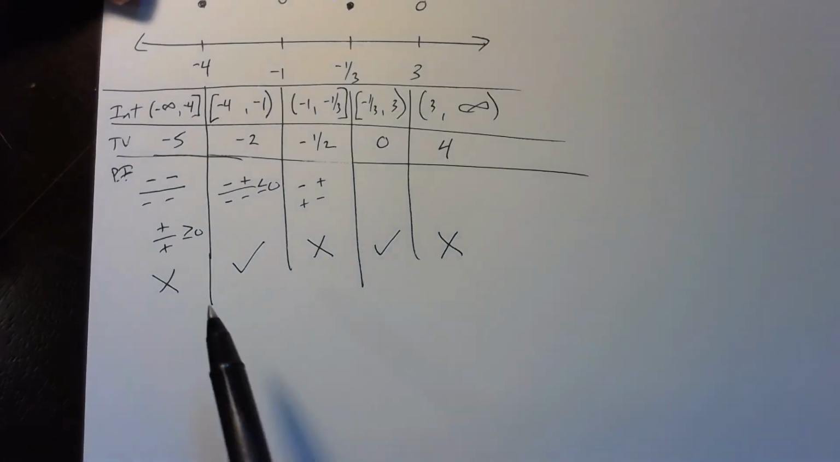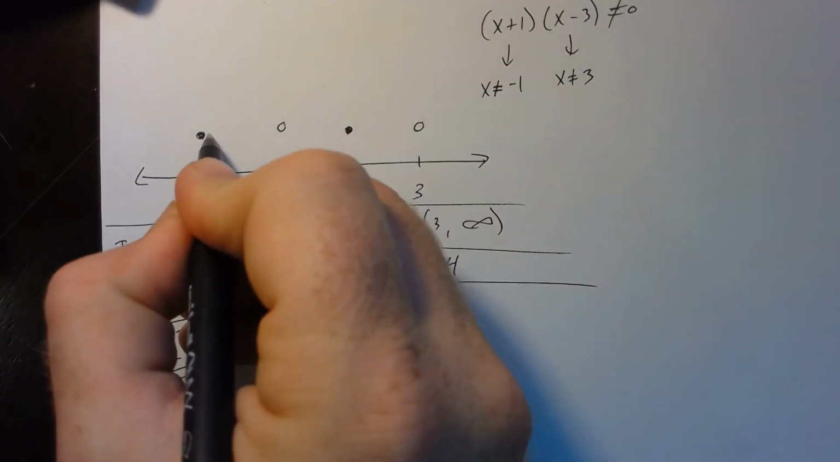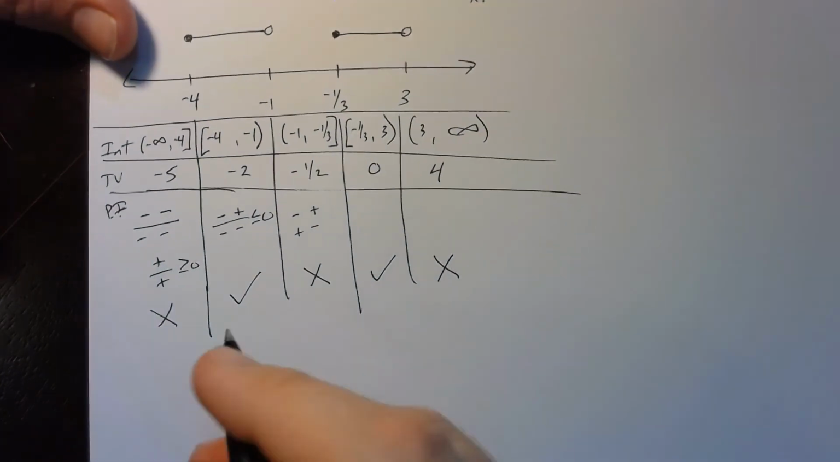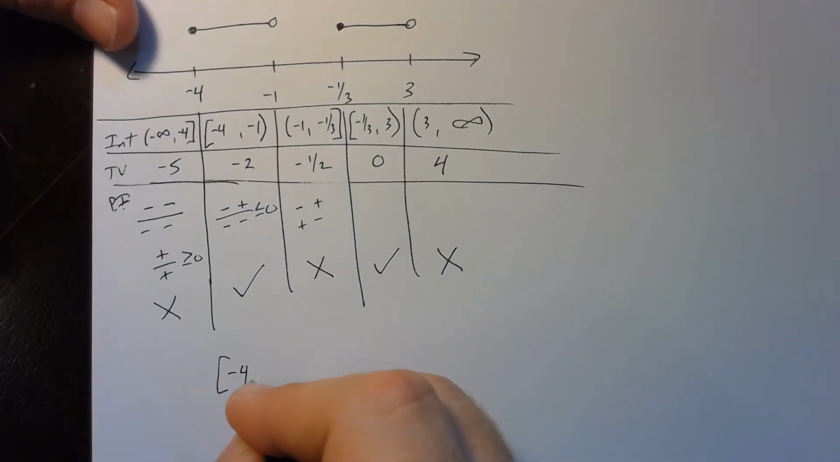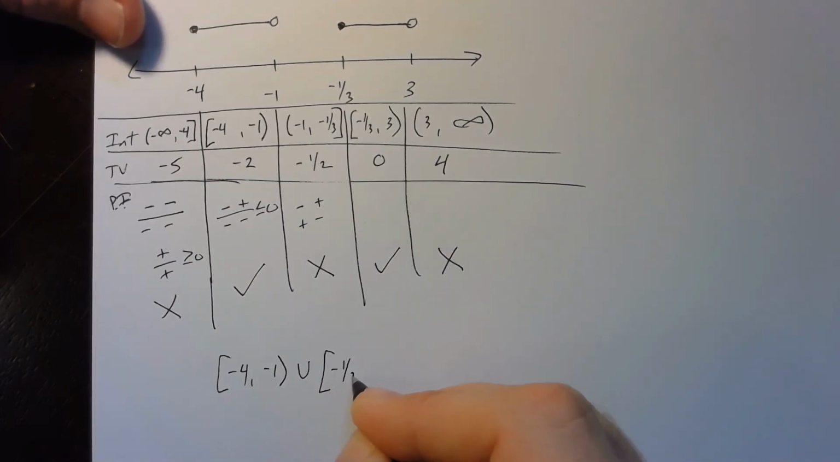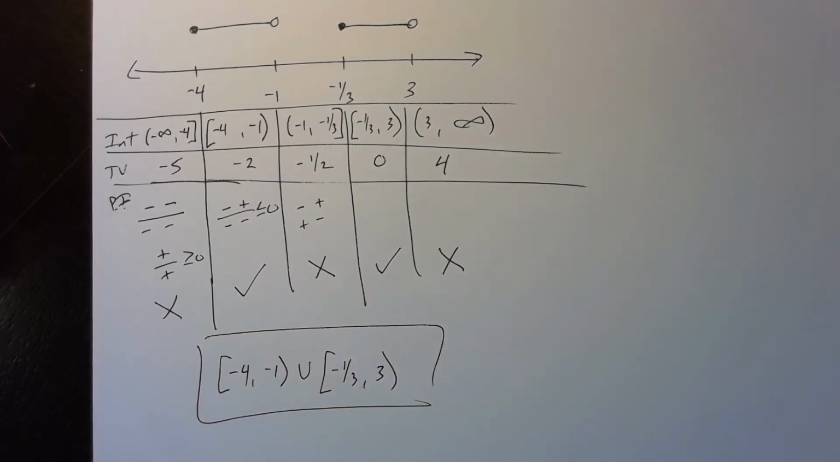So those are my two solution sections, and all I need to do is fill in the line cutting between those two values, and therefore my solution to this is going to be negative 4 to negative 1 with a bracket on negative 4 and an open parenthesis on negative 1, union with a bracket negative 1/3 to 3. And that's my set of values that I'm looking for in terms of this particular problem.